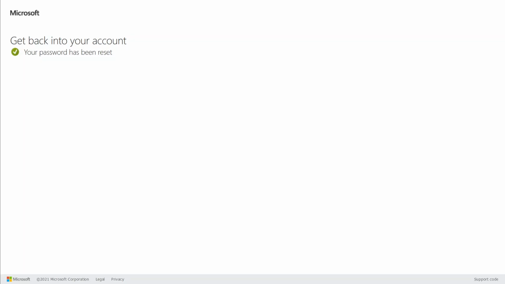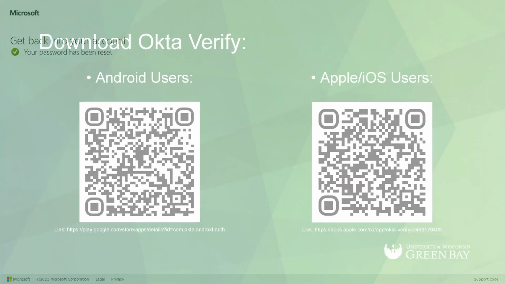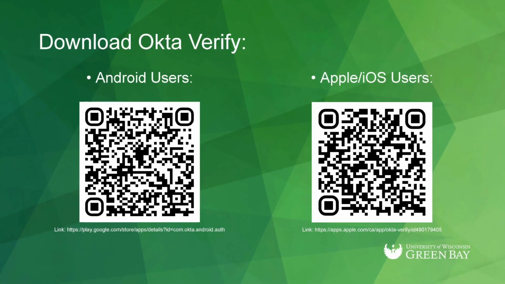Our MFA program is Okta Verify, and it will also need to be set up before you can access university applications. To set up Okta Verify, you'll need a mobile device that can download apps. Use the QR code on the screen to download Okta Verify from the Google Play Store or the Apple App Store. If you use a different app store, don't worry, just search for Okta Verify wherever you get your apps. Once you've downloaded the Okta Verify app, open it and tap Get Started on the welcome screen to begin.